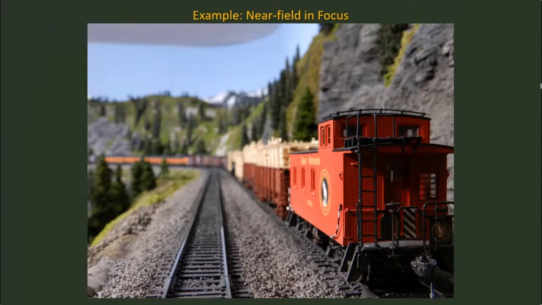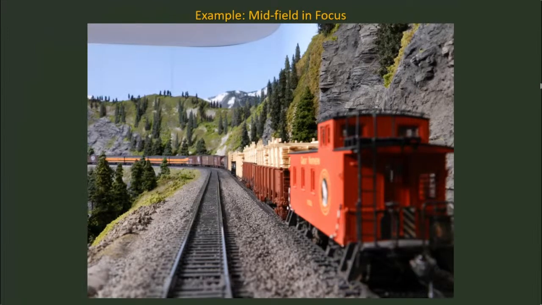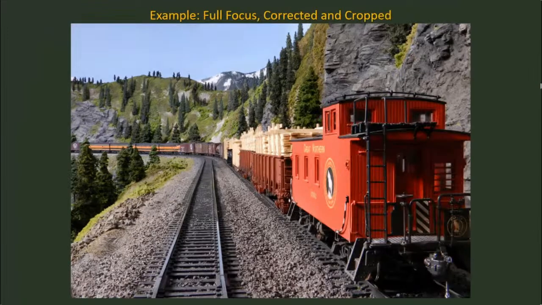Here's the near field, then here's midfield. You see how out of focus the caboose is now, and off in the distance, the focus is still soft. It's not where it needs to be yet. And then here's the far field in focus, this third photo. And so the program takes all these and does its magic to make all of these in focus. And here's the final focus over the entire depth.